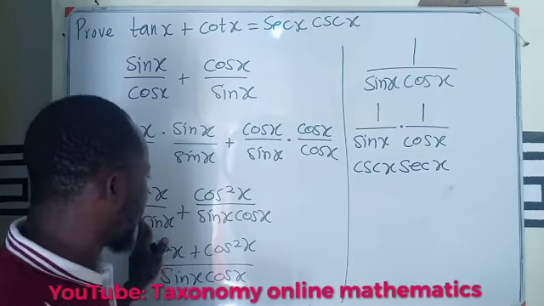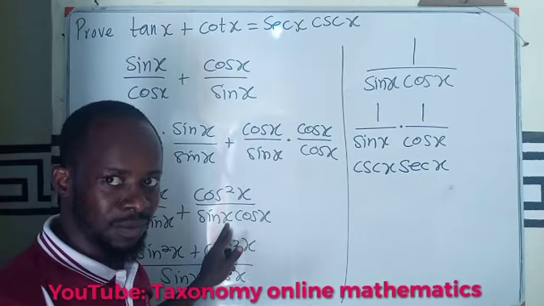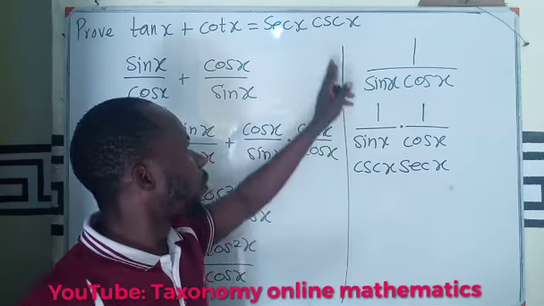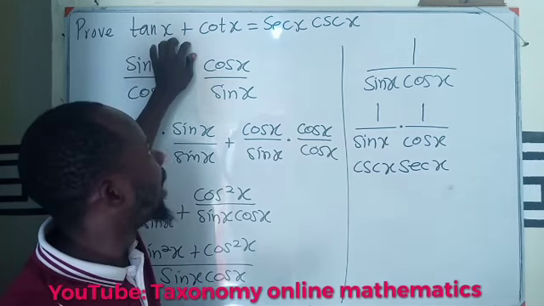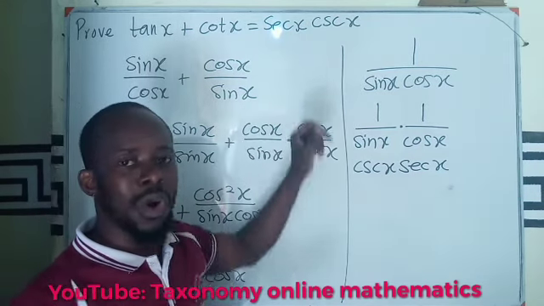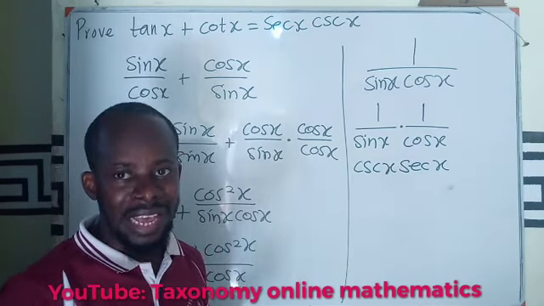In the beginning we said multiplication is commutative. So this is also the same as this. So hence we have proved that our left-hand side equals the right-hand side.